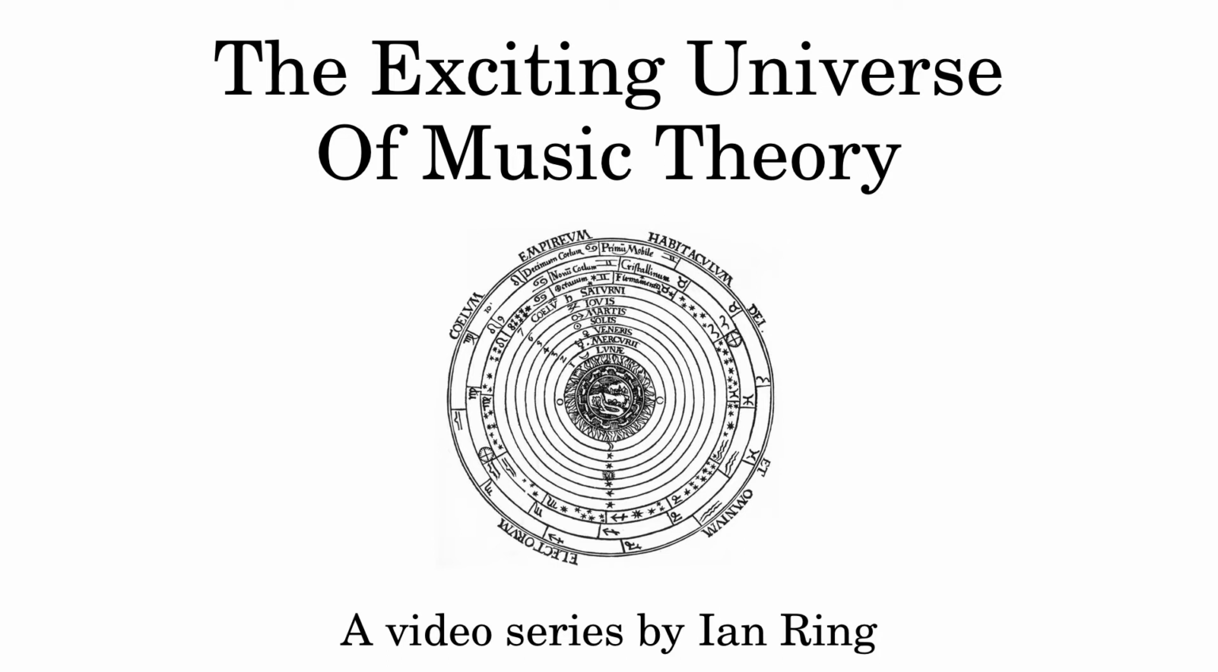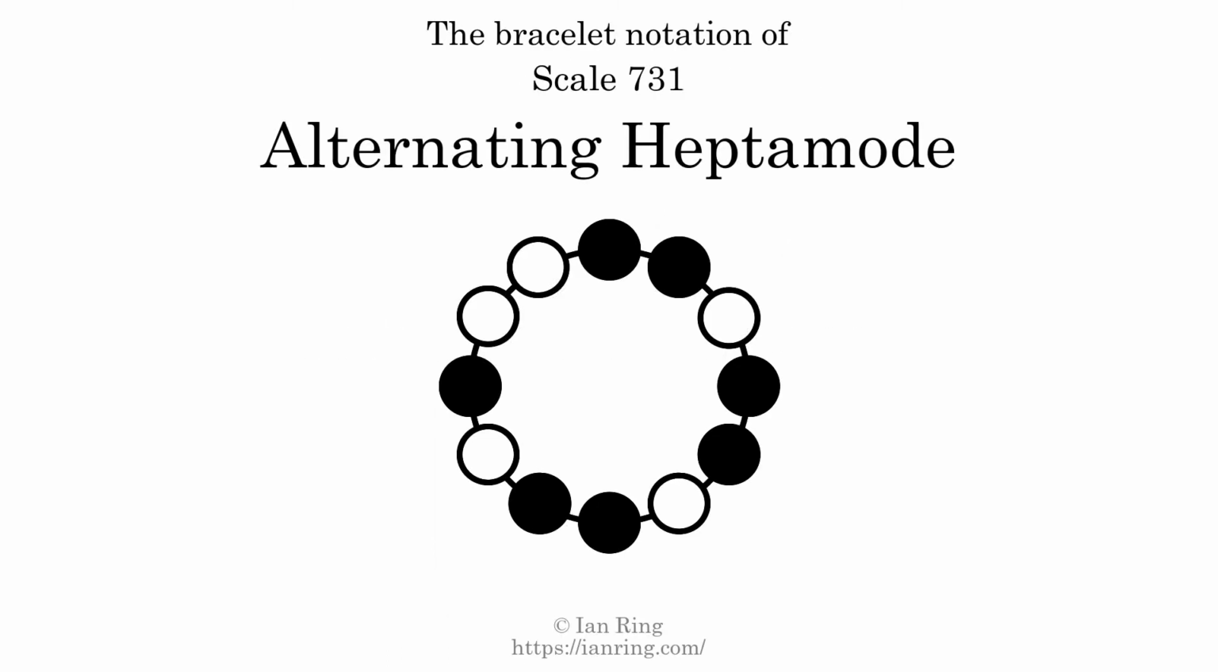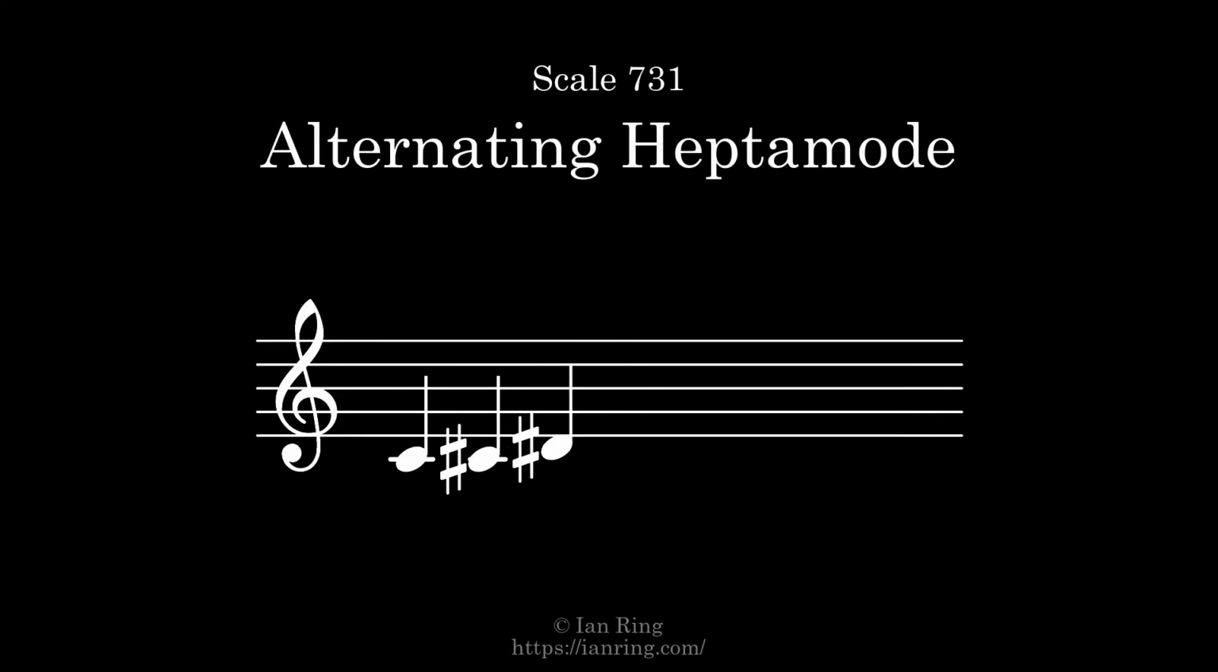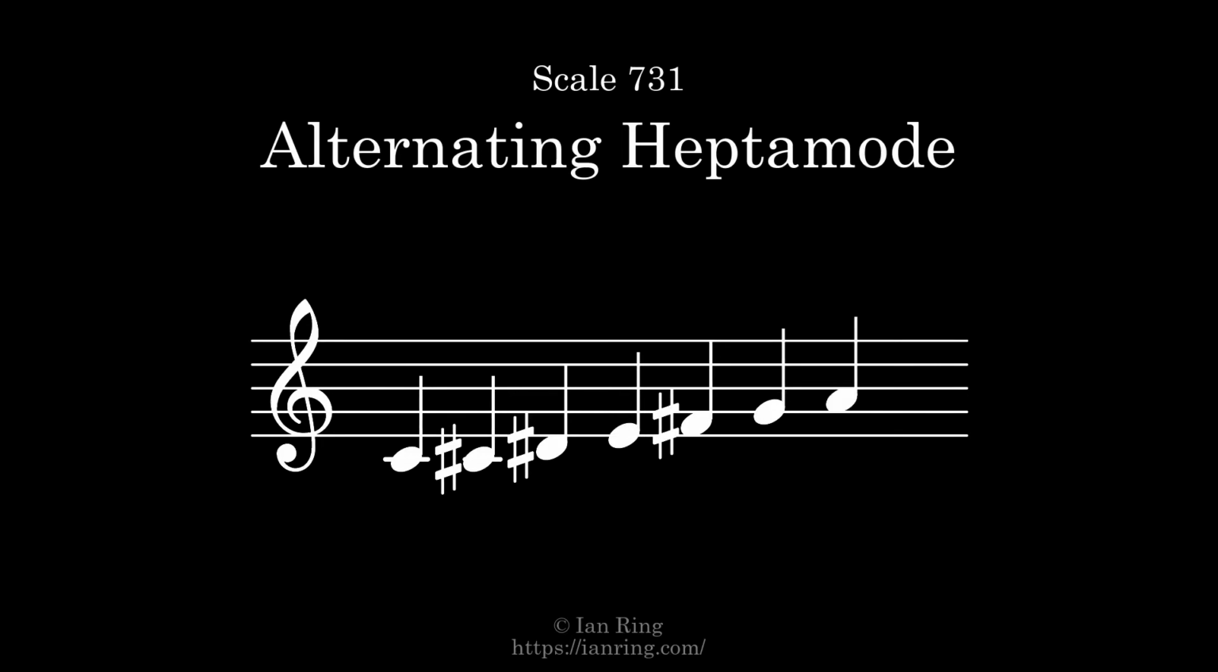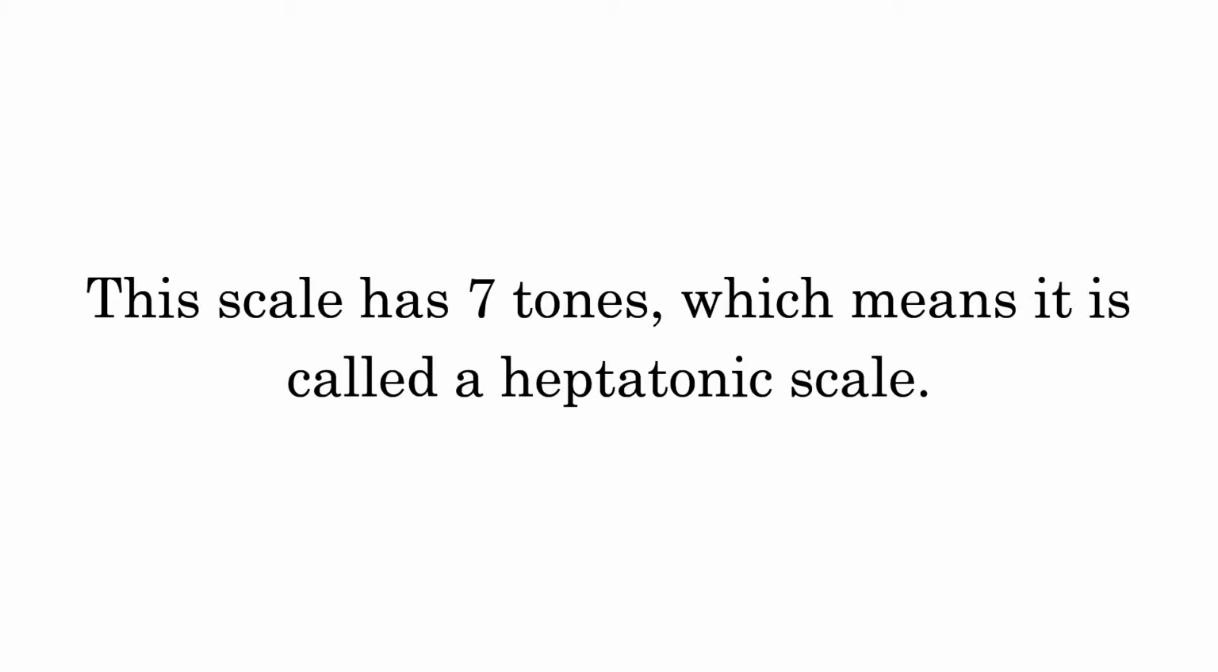Then let's begin. Today we will talk about scale 731, alternating heptamode, which sounds like this. This scale has 7 tones, which means it is called a heptatonic scale.